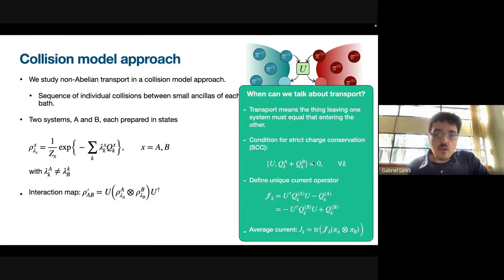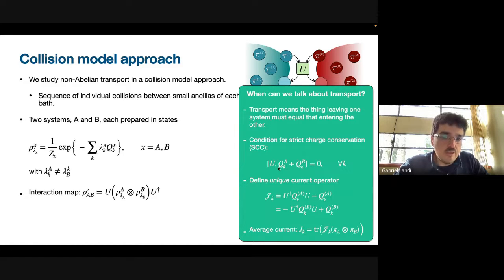Well, this condition can be shown. It's called strict charge conservation. You have to impose that whatever unitary you have, it will commute with the sum of the two charges for each pair of charges. It does not commute with the charges individually. So we do not want the unitary to commute with the left charge or the right charge, because that wouldn't give us anything interesting. We just want it to commute with the sum of the two charges. I'll show you examples in a bit.